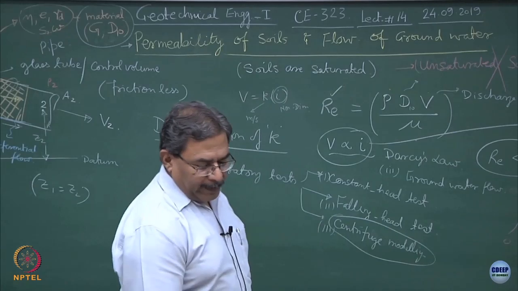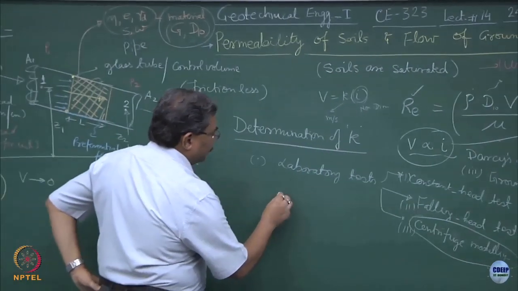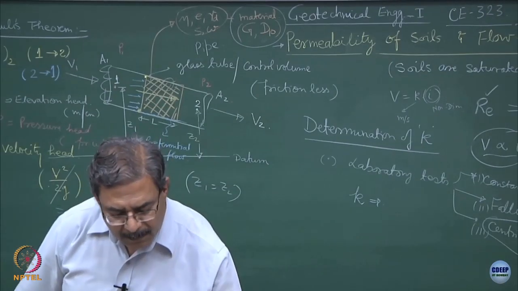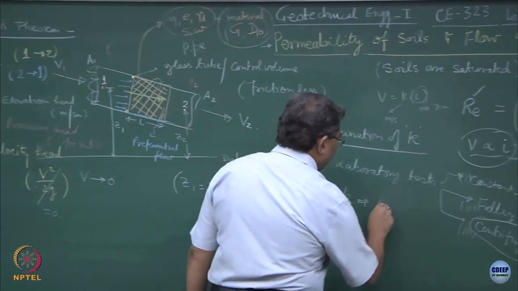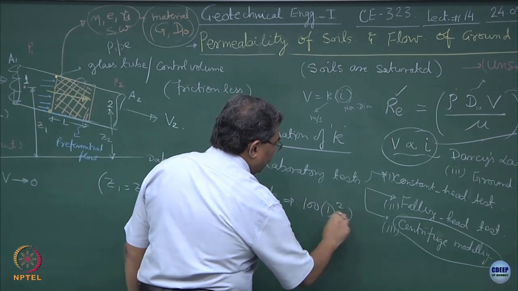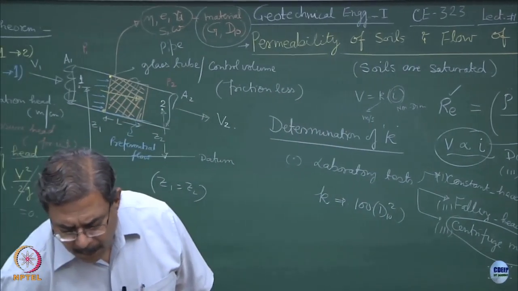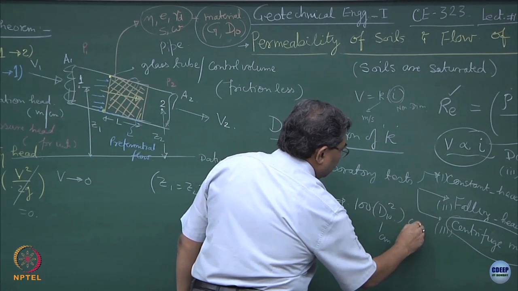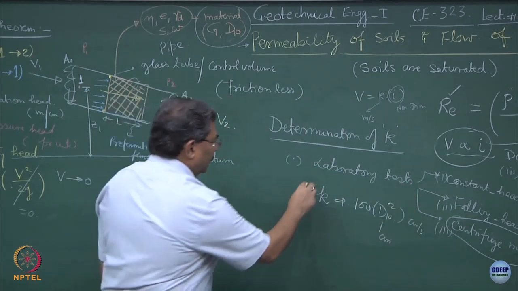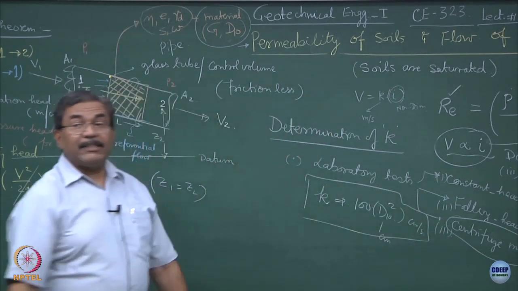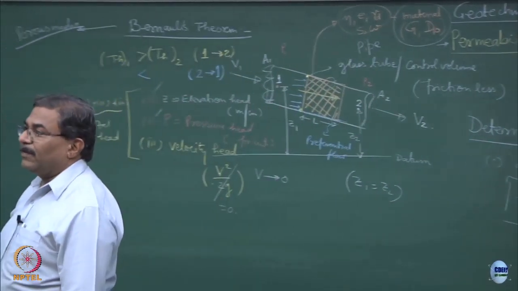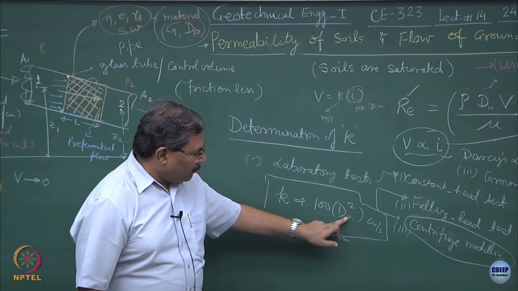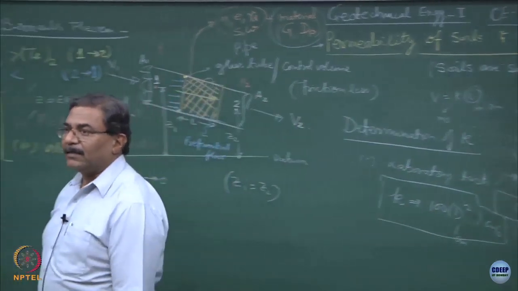So, another way of finding out K, which some people use, particularly consulting people, is an equation: 100 times D10 squared, in centimeter per second. You will find this type of equation. Unfortunately, these equations are valid only for granular materials, though they are extending them to fine grained materials also, because D10 is being used. So, let us remove D10 from here and make it D squared.